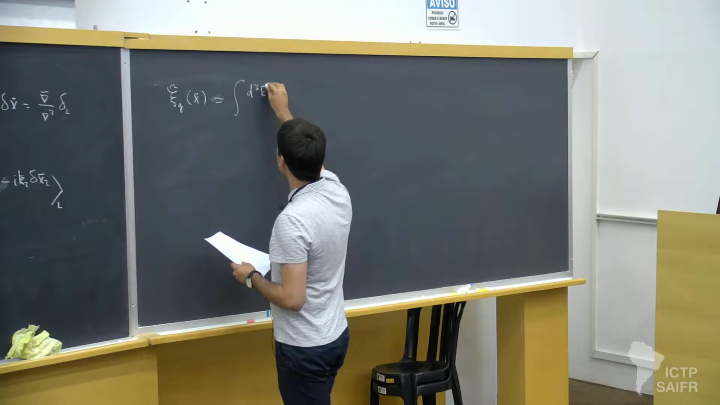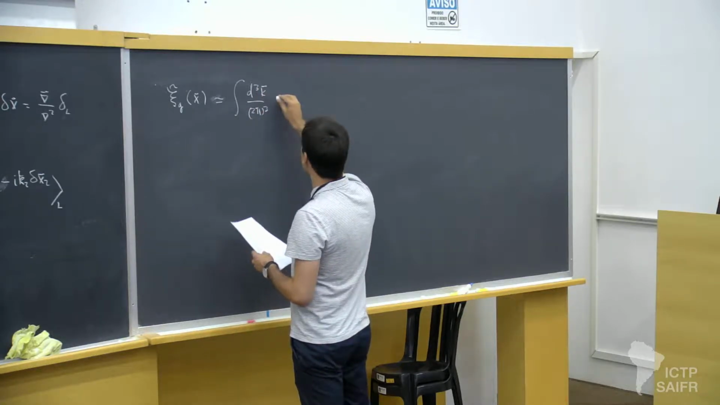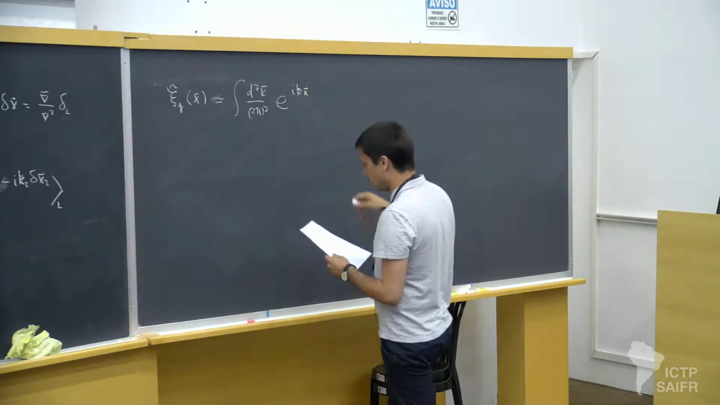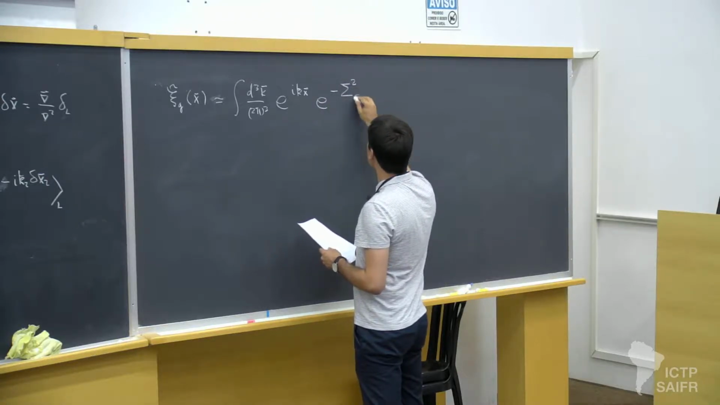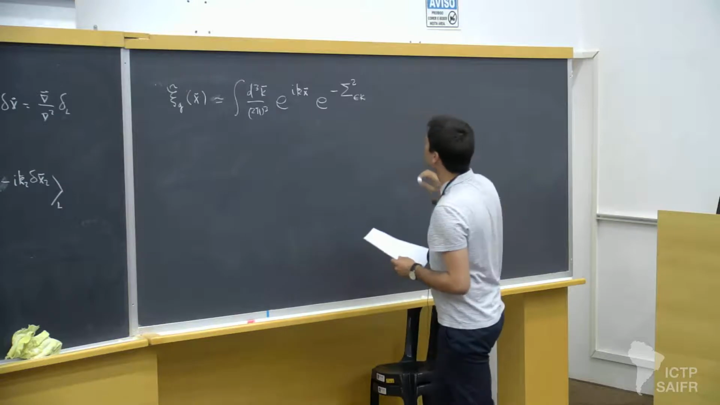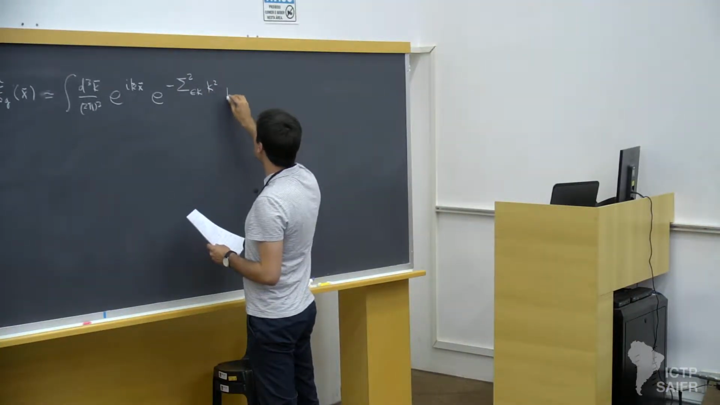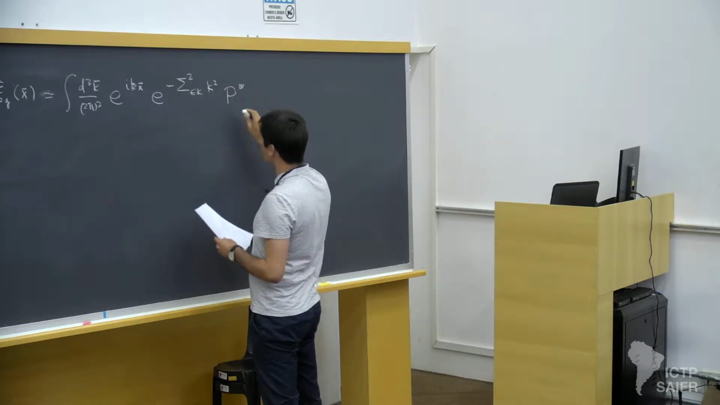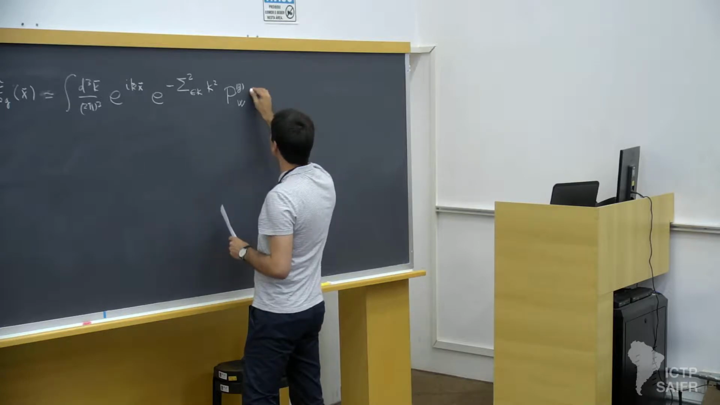If you look in the paper, it is d3k over 2 pi cube. So of course, there will be e to the ikx. There will be e to the minus sigma square of epsilon k times k squared. And there will be the power spectrum, the galaxy wiggly power spectrum of k.